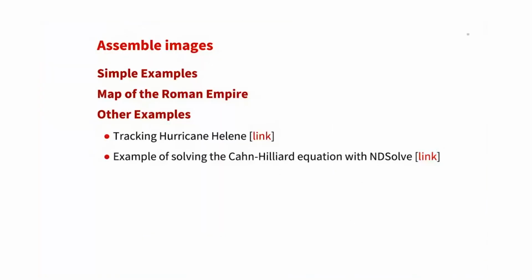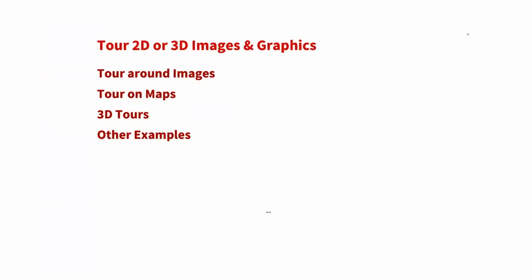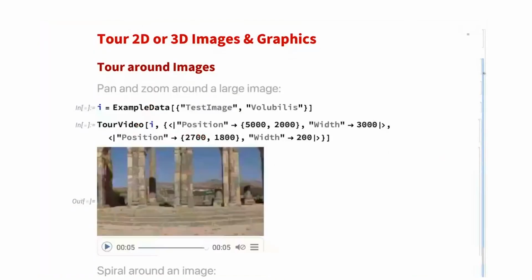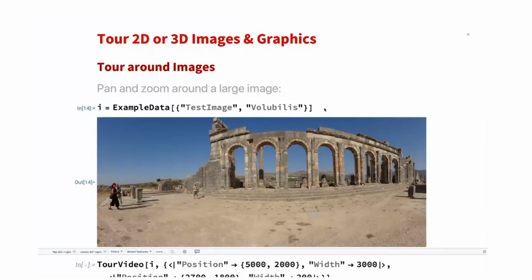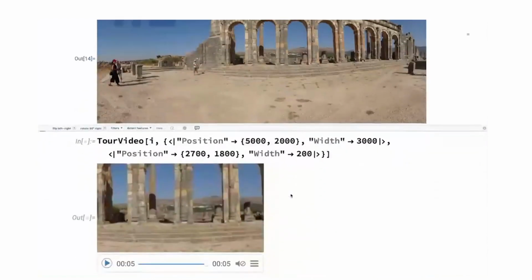So we'll move on from assembling images to touring 2D and 3D images. This is also not a new function, but it has evolved quite a bit over the few versions that it has been released. One of the uses of touring images is when the image is really large and it's hard to see details.